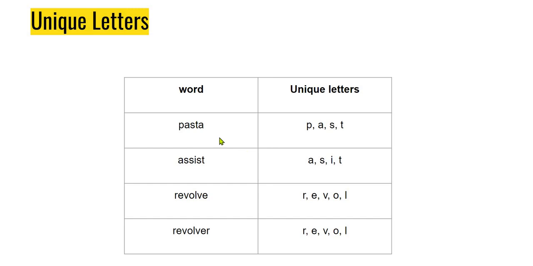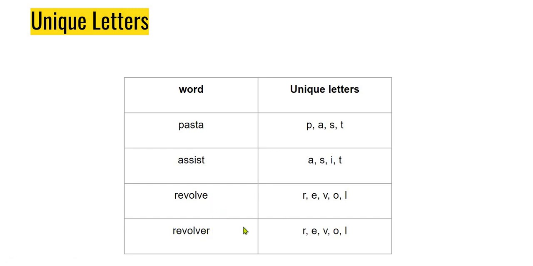For example, the word pasta is a 5-letter word, but it has 4 unique letters, because they are P, A, S, and T. The last A, as we see, is repeated from the previous one, so it's not a unique letter. Likewise, assist has 4. Both revolve and revolver have 5 unique letters because the last letters are just repeated from the previous ones.